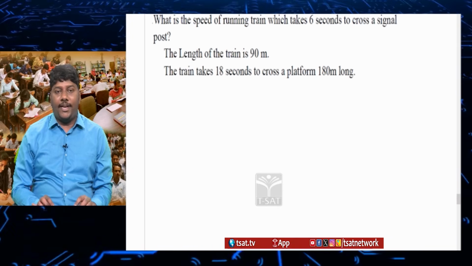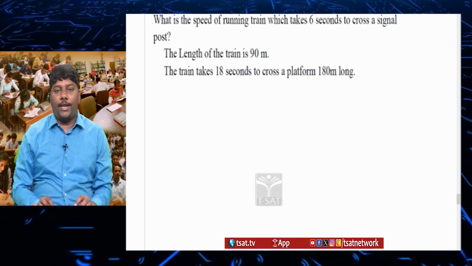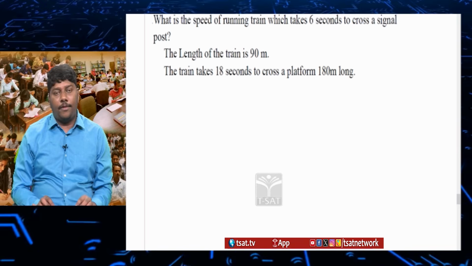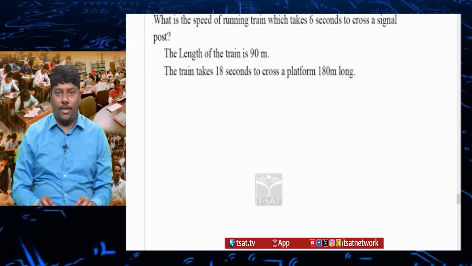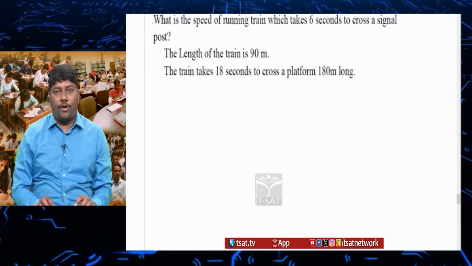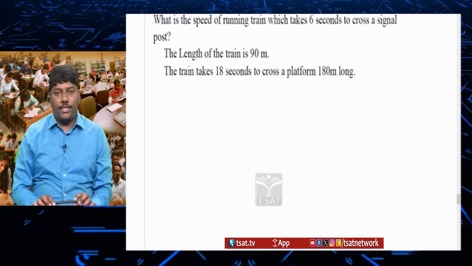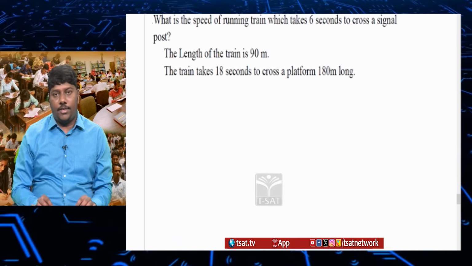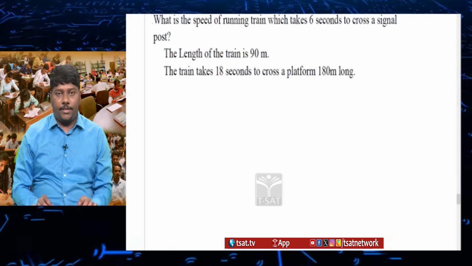Look at statement 2. A train takes 18 seconds to cross a platform of 180 meters long. If you are looking at only statement 2, do you know the length of train? We don't know the length of train. Just by only knowing the length of platform, you cannot find out the total distance traveled. Therefore, only 1 alone is sufficient. Our answer is A in this case.